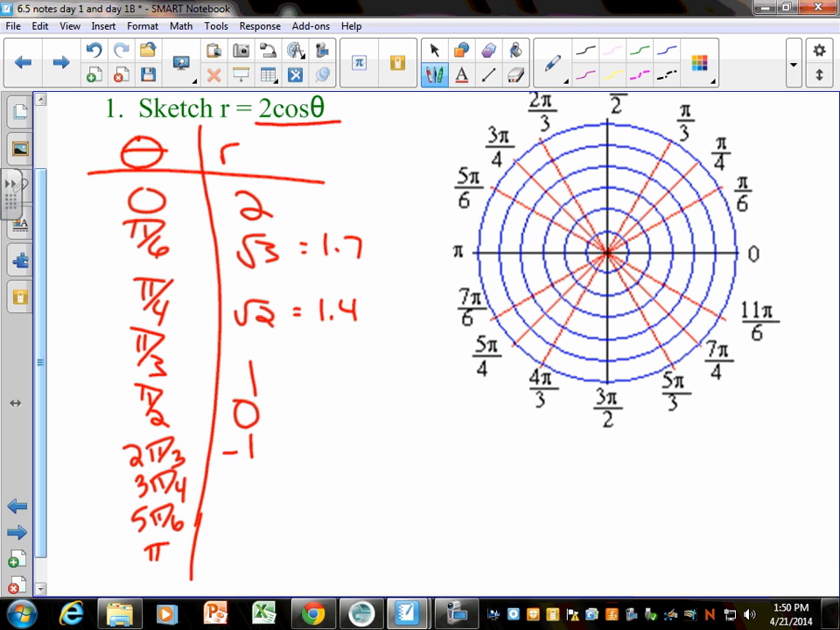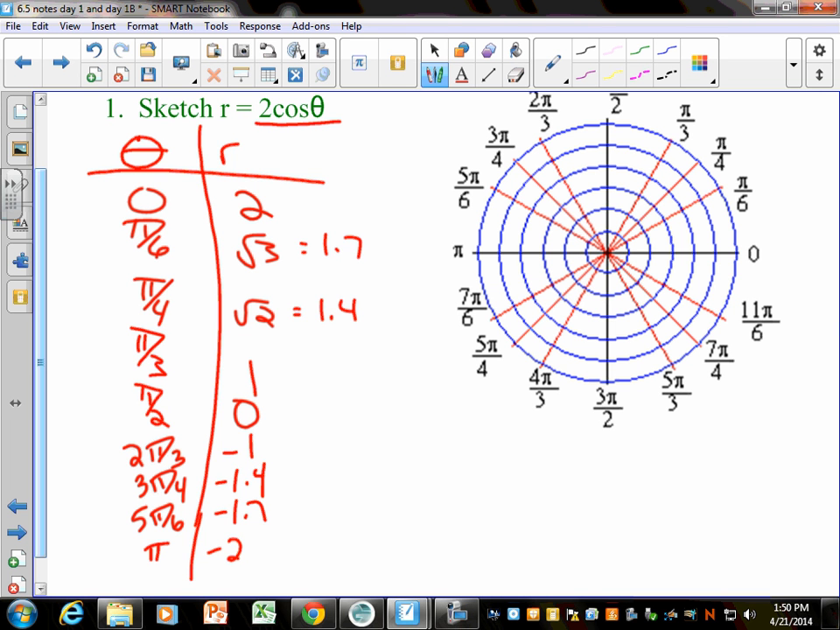3 pi fourths is now going to be negative square root of 2 or negative 1.4. 5 pi 6 is going to be the same as pi 6, which is negative square root of 3 or negative 1.7. And what's pi going to be? Or we could actually just do pi. What's the cosine of pi? Times 2 gives me -2.